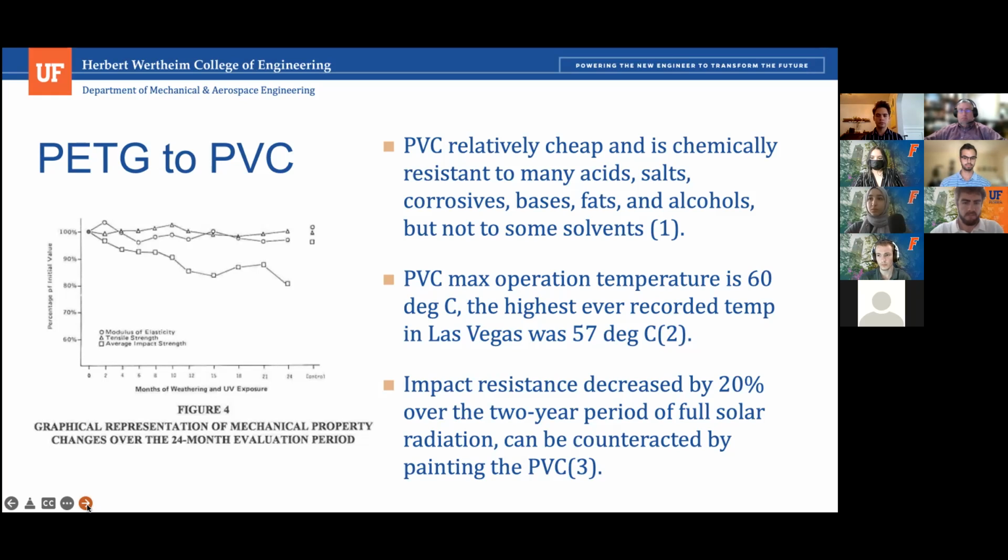It also has a max operating temperature 3 degrees higher than the highest ever recorded temperature in Las Vegas, so it should be fine there as well. The main issue with degradation over long periods of time is that it becomes much more brittle. However, if you look at the graph on the left, the modulus of elasticity and the tensile strength don't change nearly as much. And considering that the main source of degradation is UV light, or UV radiation, painting over the part can be used to prevent that, at a cost.